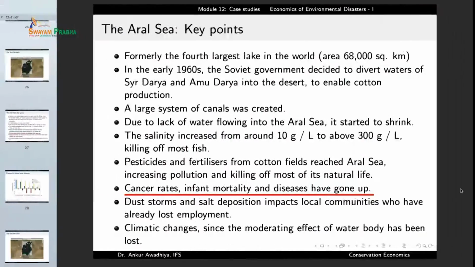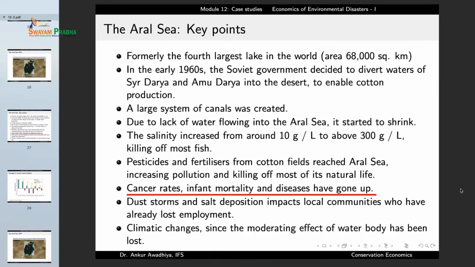So, on the one hand, the tourism industry is gone because it now no longer is a pristine water area. The fishery industry is gone because all the fishes have died. The level of diseases has gone up because the water is contaminated. Then we start observing environmental damages because of this contaminated water and highly saline water and exposure of the soil to the winds. So we start observing dust storms in the area.